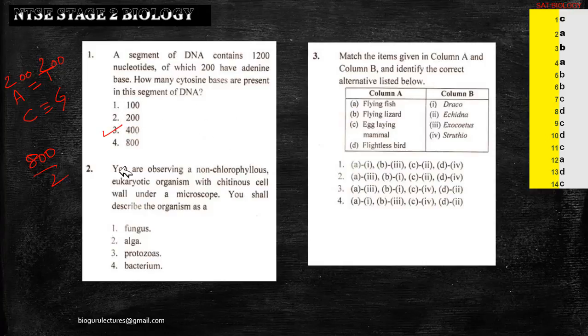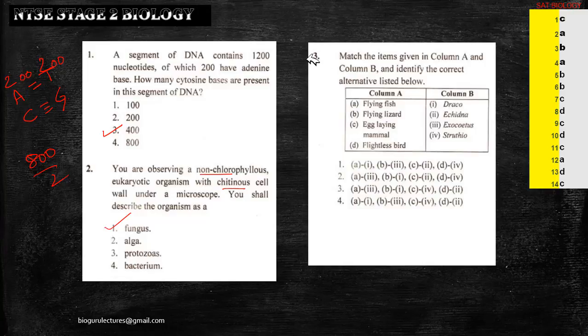Next, question 2. You're observing a non-chlorophyllous eukaryotic organism with a chitinous cell wall under a microscope. You can describe the organism as a fungus, because when you say non-chlorophyllous and it has a chitinous cell wall, obviously it's fungus, which is very different from a plant and animal.